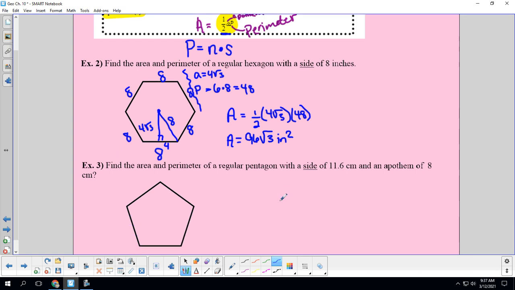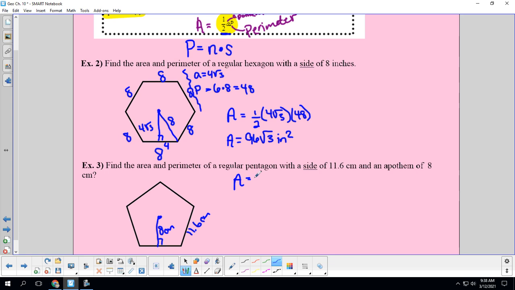All right, let's see what happens when we get a regular pentagon. It has a side length of 11.6 and an apothem of 8. Oh, aren't they sweet gems? They gave us the apothem so we don't have to use trigonometry to find it. But guess what's coming up in your future?